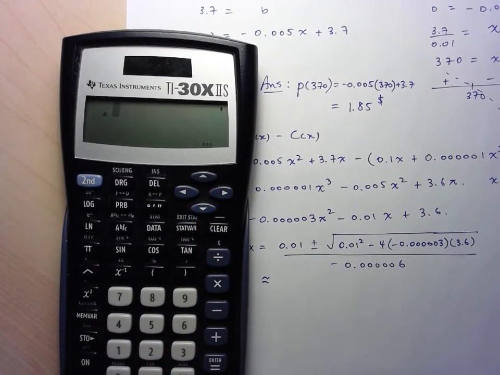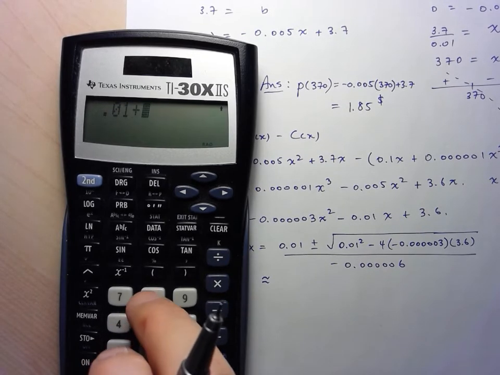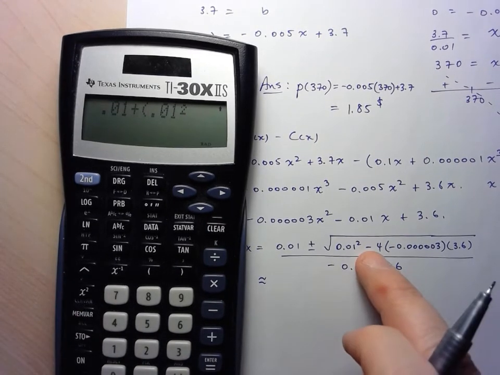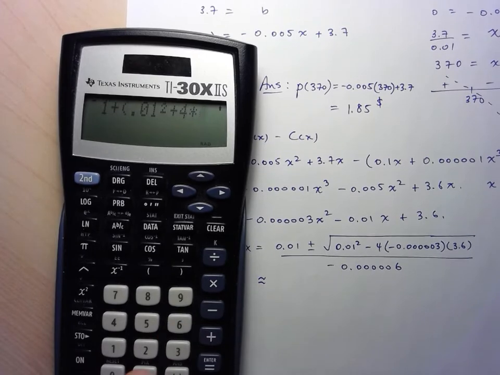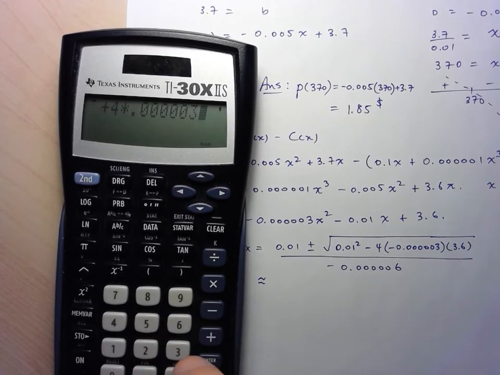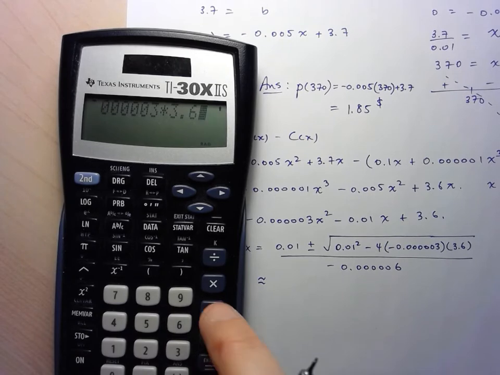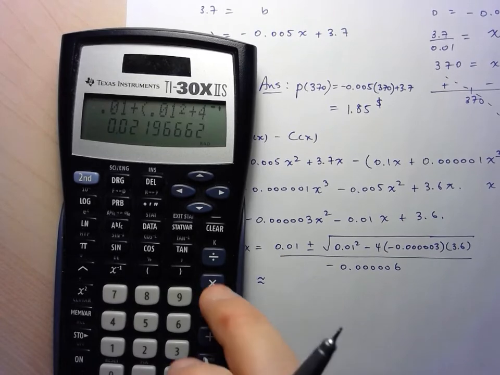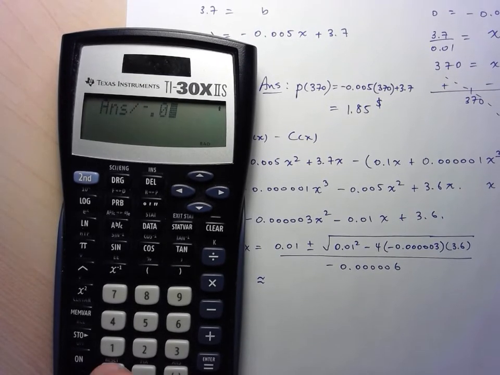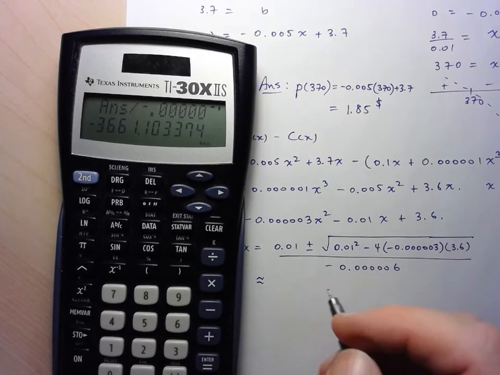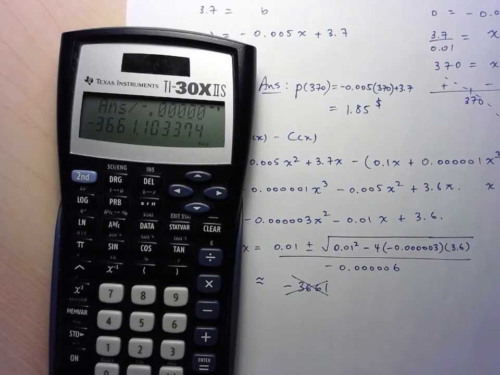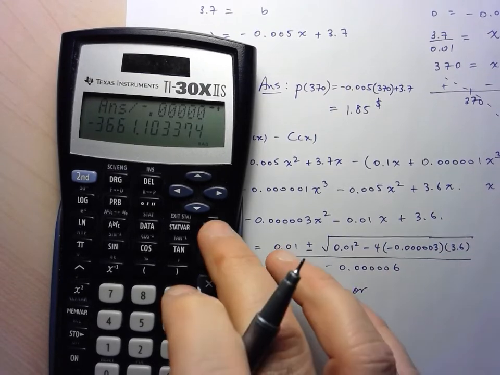So we've got 0.01 plus the square root of 0.01 squared. This is going to be plus 4 times 0.12345, 3 times 3.6, okay, and all that is going to be square rooted to the exponent 0.5, okay, and divided by negative 0.123456, and we see here that we have negative 3661, which we're not interested in since we're only interested in positive x values.